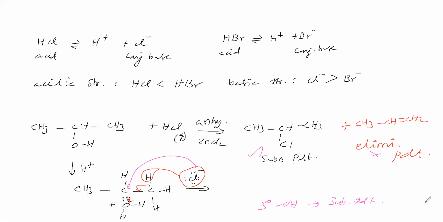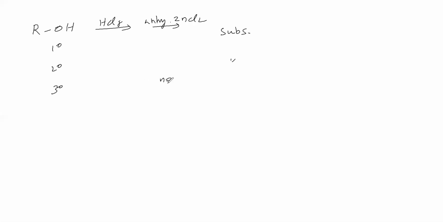So what is the conclusion that we will see? For the conclusive point, we will take alcohol with HCl gas and anhydrous zinc chloride. Primary alcohol gives what product, in the sense? Substitution product. Secondary alcohol gives substitution product. For tertiary alcohol, anhydrous zinc chloride is not required. It gives substitution product.